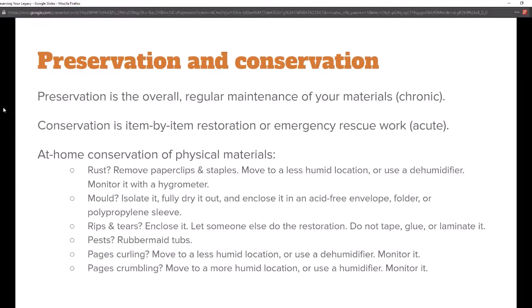For fancy stuff, of course, there are always professionals. You can always find a professional somewhere who will take care of these things if you want to pay them for it. There's a good chance you don't want to pay them for it, so preservation is good to prevent the need for a conservator.